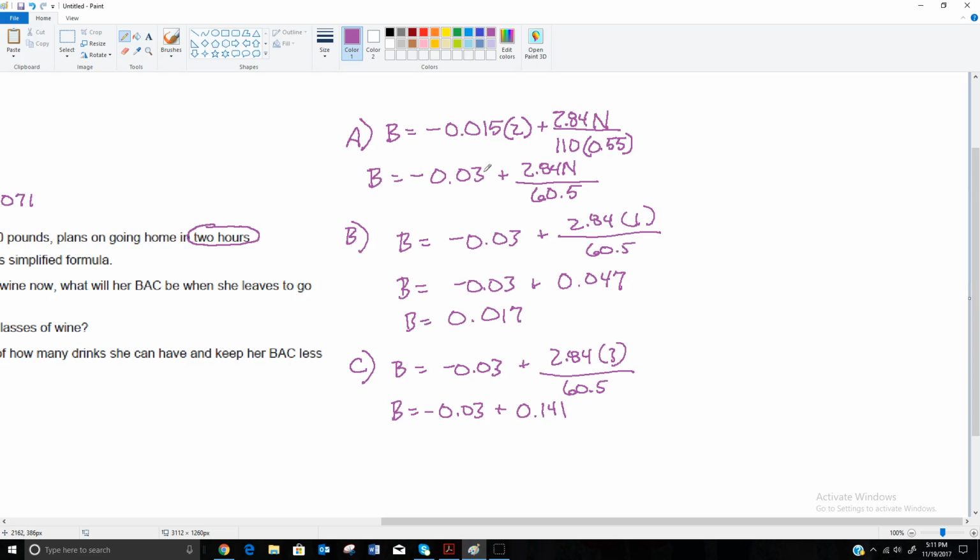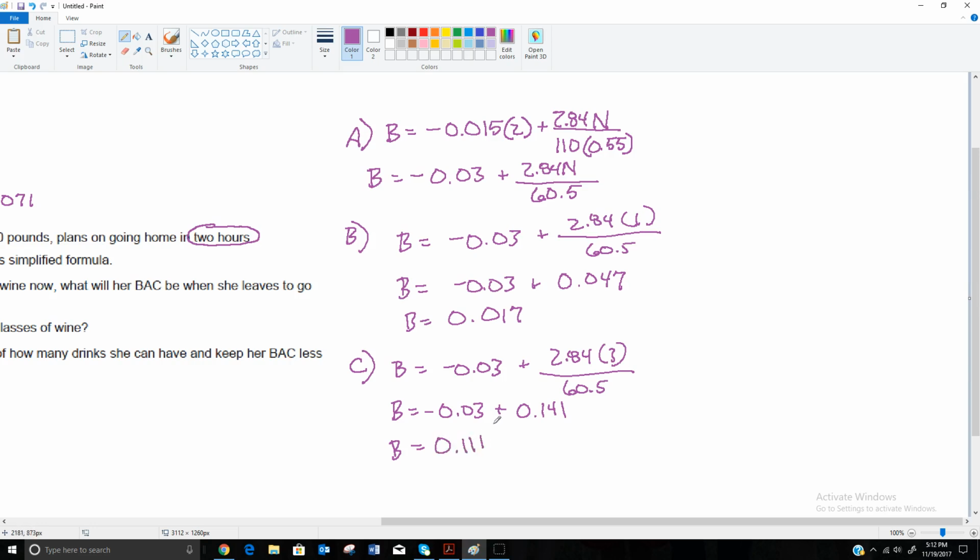As I do these, it's not a bad idea to type these things into your calculator and make sure you're getting the same thing, so that you know you're entering it correctly, so that when you go to do your homework, you're confident that you're entering it correctly. And this comes out to be negative 0.03 plus 0.141 comes out to be 0.111.